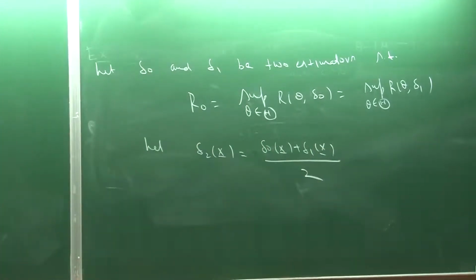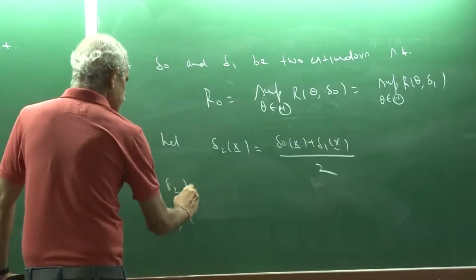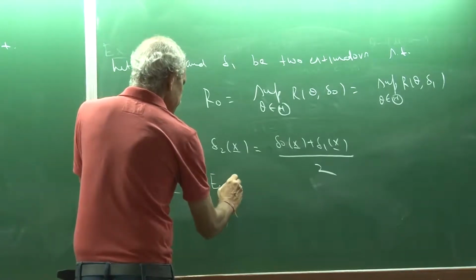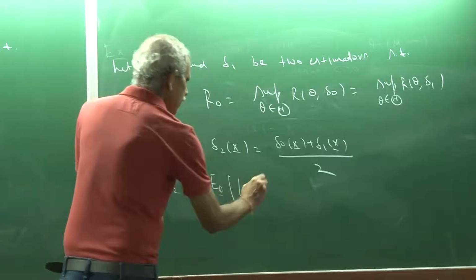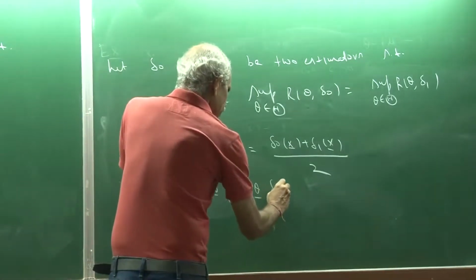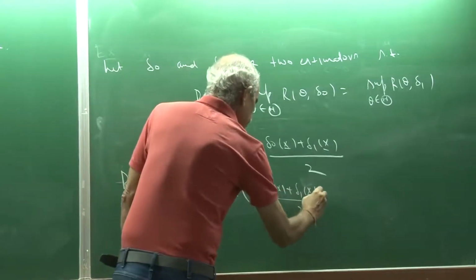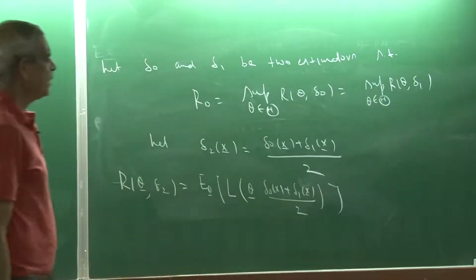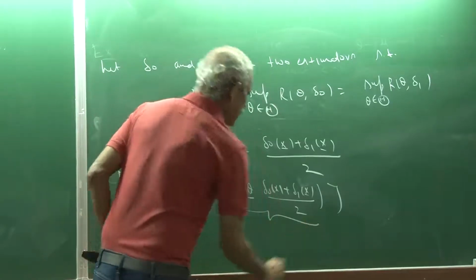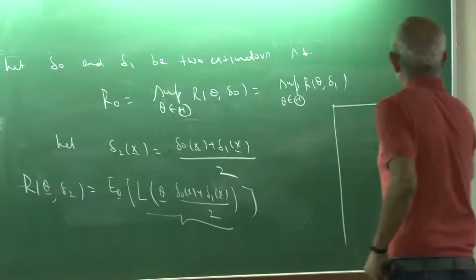Now what I do is I consider the risk of δ2, R(θ, δ2), which is the expected value under θ of L(θ, (δ0(X) + δ1(X))/2). First note that this loss function L(θ, a) is convex in a. Now if L(θ, a) is convex in a, what does that mean?